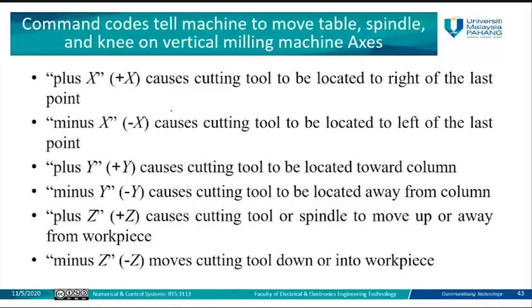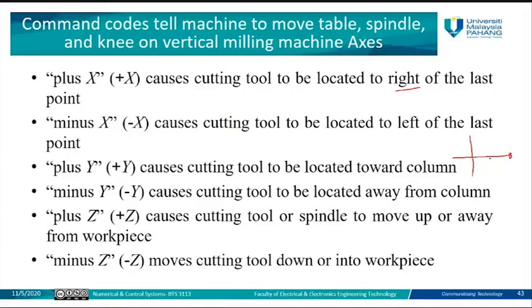So here are the command codes which tell the machine to move according to either the spindle or the knee on the vertical milling machine. If you are using the vertical milling machine, we have the knee or the spindle and we ask them to move. If you are going to the right, you just write plus x. Plus x means +1, +2, +5 along the right axis. So this is the x axis.